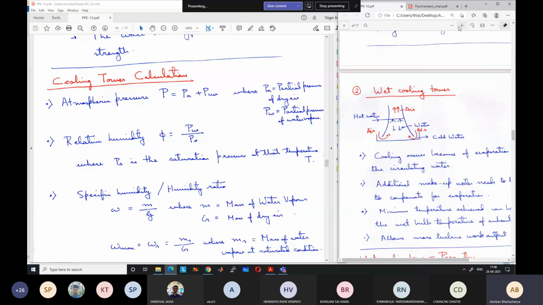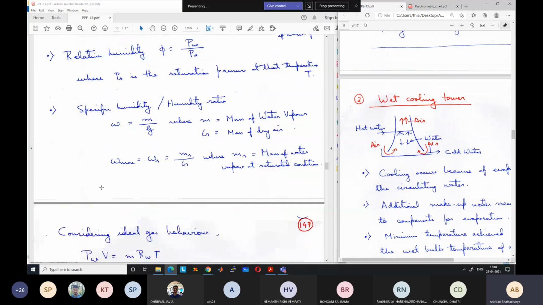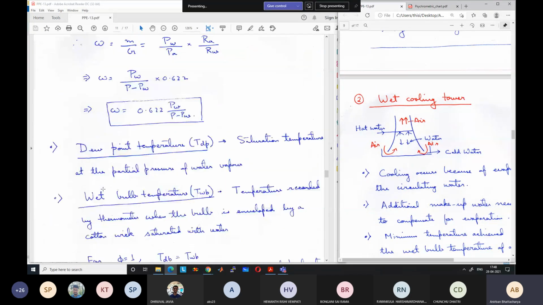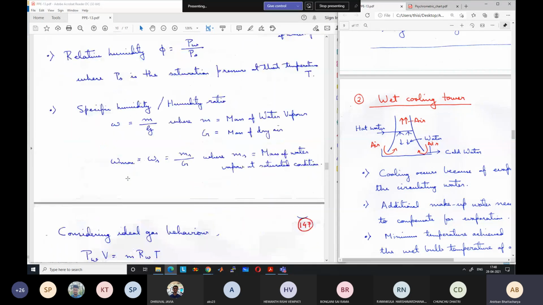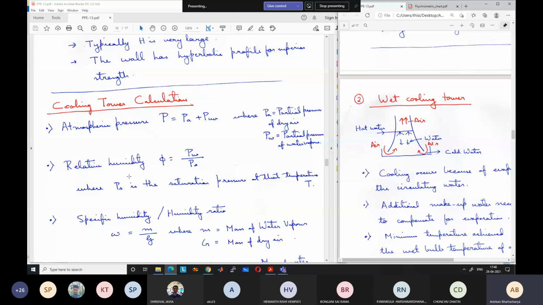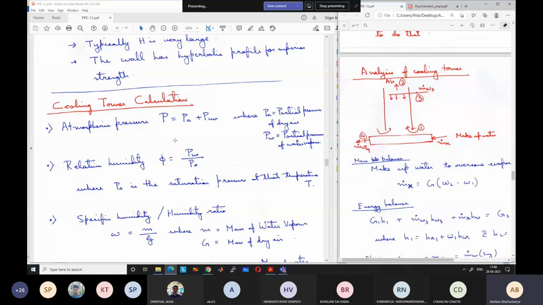So if the atmospheric pressure is P, atmospheric pressure we can write in terms of the partial pressure of dry air. Some of these things you have already studied in much more detail in your refrigeration and air conditioning course.